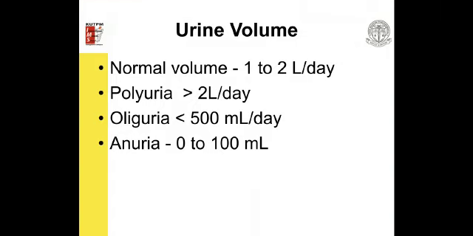So as you all know, the urine volume we excrete is around 1 to 2 liters per day. If it is more than 2 liters per day, it's polyuria, and if it is less than 500 ml per day, it is oliguria. Whereas between 0 to 100 ml, it is anuria.